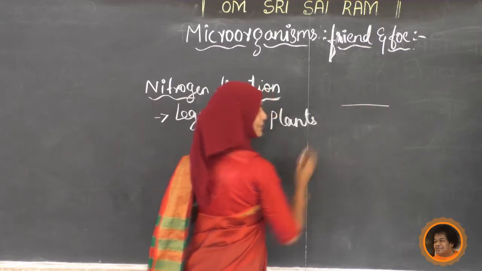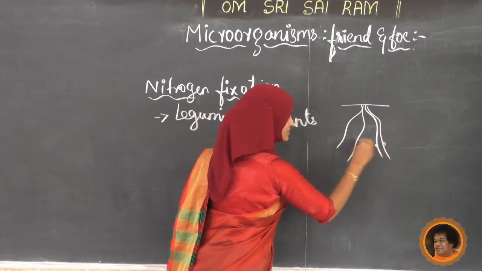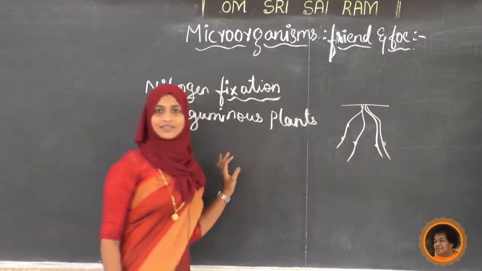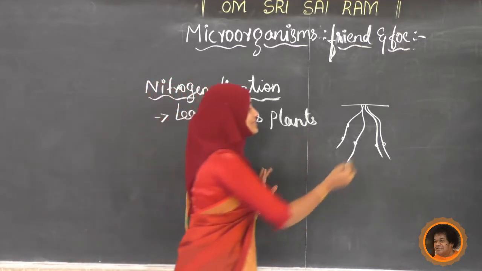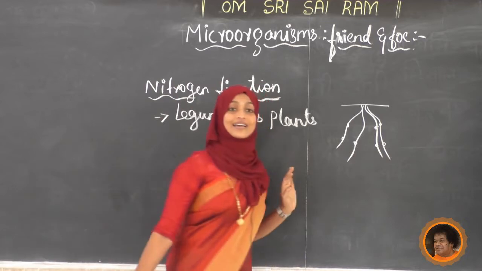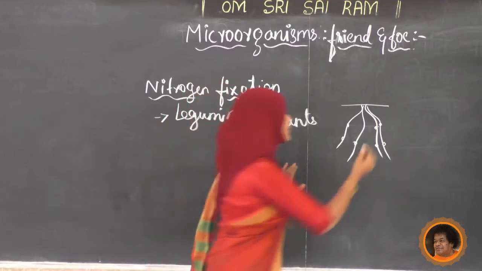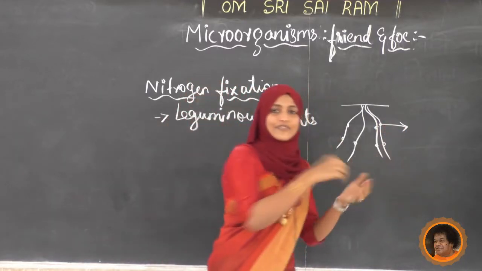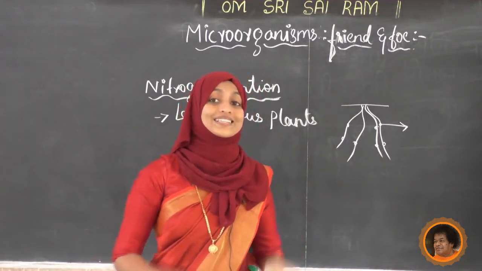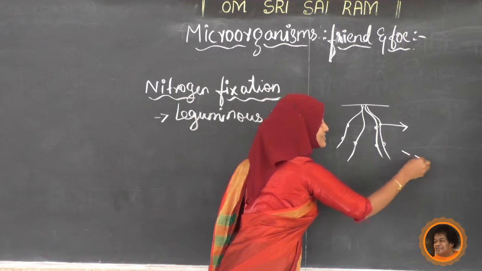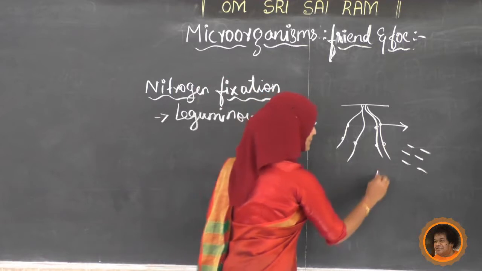Just imagine this is a plant. The root of that plant has nodes. In Kannada we call it gantu. These nodes are filled with, that is, they are the home of these bacteria. If you open and dissect these nodes and observe them under the microscope, we can see rod-shaped bacteria, which are nothing but the Rhizobium.